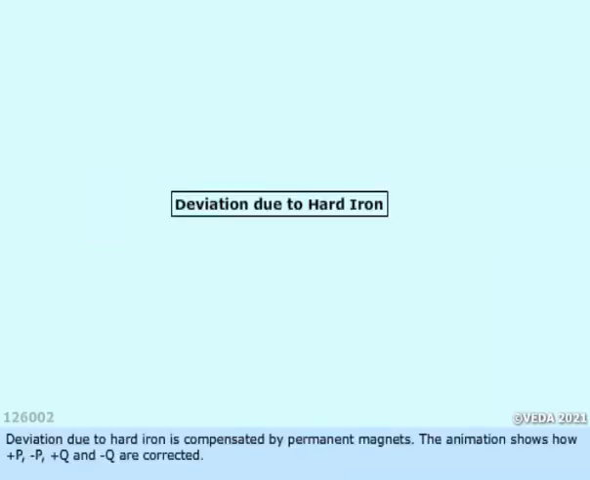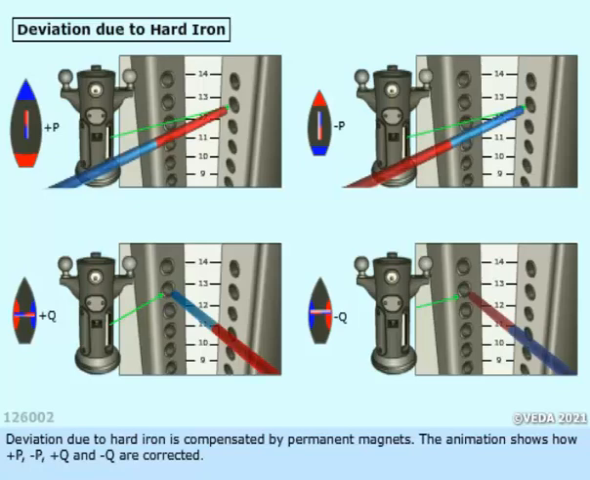Deviation due to hard iron is compensated by permanent magnets. The animation shows how positive P, negative P, positive Q, and negative Q are corrected.